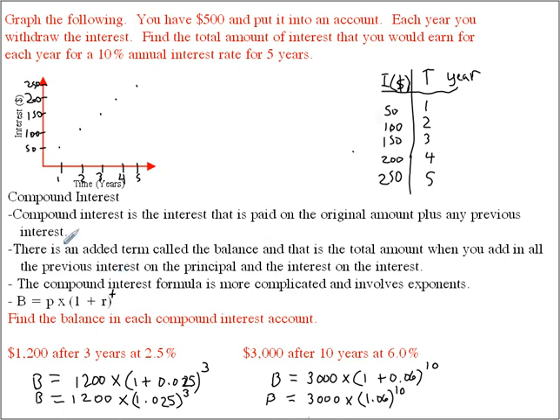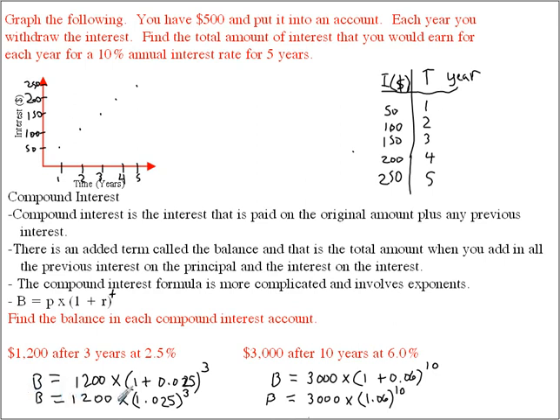In the formula, there's an added term called the balance, which is just the total amount that is owed or lent. And that's equal to the principal times, in parentheses, 1 plus the rate, as a decimal, and then you put that to the power of t, because that determines how many years. This is the function that determines growth over an amount of years. And if it says find the balance of each compound interest account, all you do is plug in the information here.